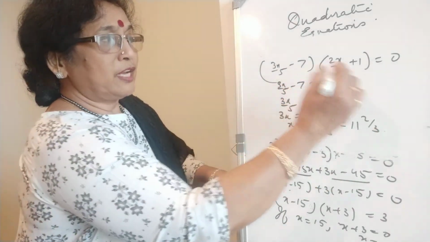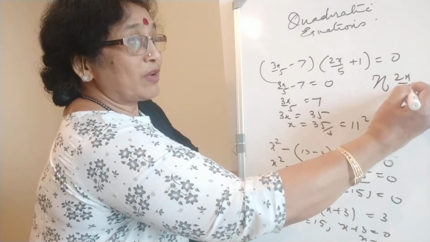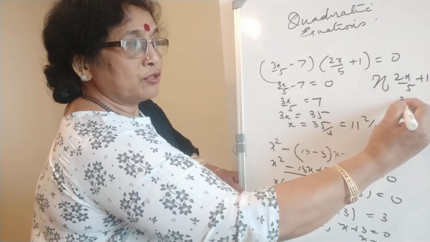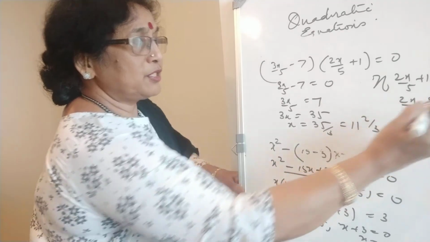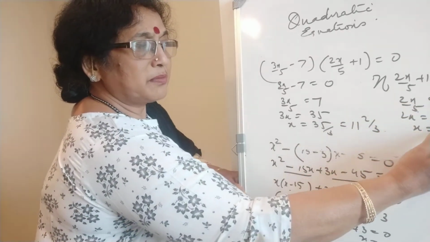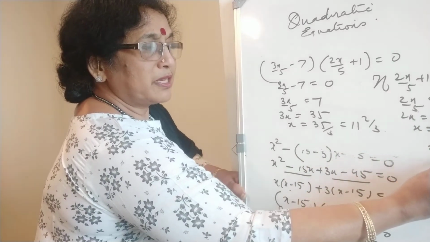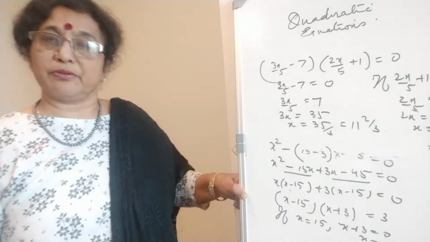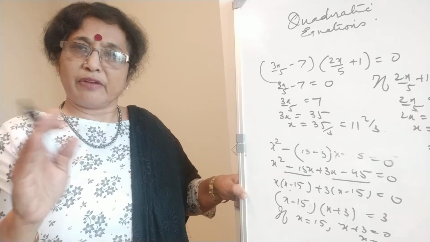The second one: if the second factor is 0, the right side is 0, remember. So 2x by 5 plus 1 is 0, so 2x by 5 is minus 1. Cross multiply, so 2x is minus 5, so x is minus 5 by 2, which is minus 2.5. So I got two values. You don't have to expand it.